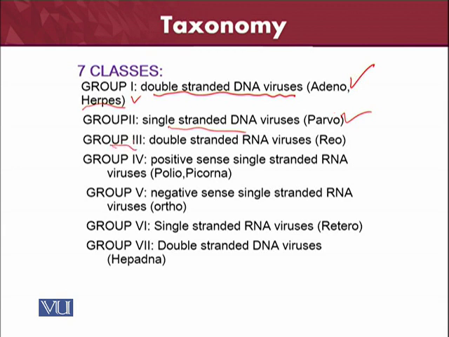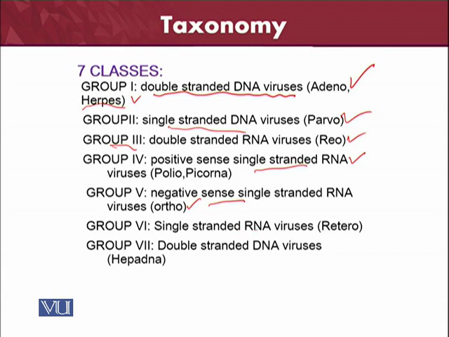Then the group 3 has the double-stranded RNA viruses. For example, the reoviruses are a very important feature, and they have double-stranded RNA. Group 4 is the positive sense single-stranded RNA viruses. The most common of them are the polioviruses and picornaviruses, which are prevalent in human beings, and these are positive sense single-stranded RNA viruses. Then the group 5 is the negative sense single-stranded RNA viruses, and the example is the arthovirus, which are very common, and they are single-stranded and negative sense.